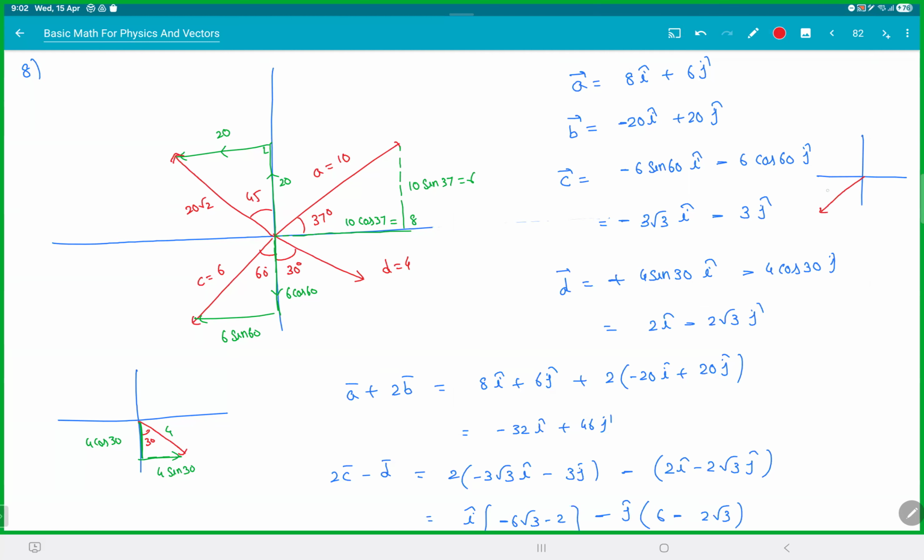Get used to this stuff. So this is 6 and this is 60 there. So this is a component here, 6 cos 60, and this is 6 sin 60. Clear? Left and down. So the formula is cos theta.